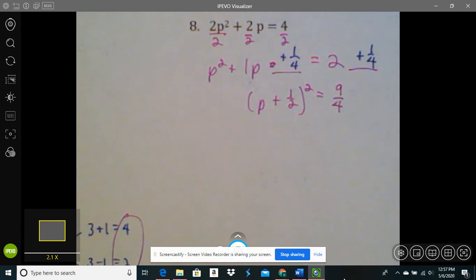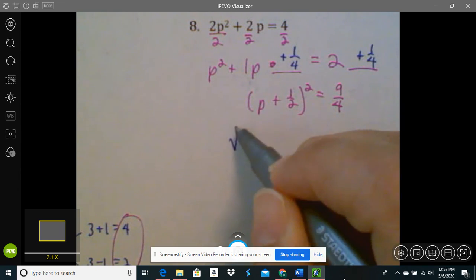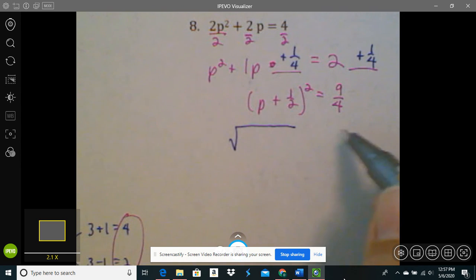That's okay, because you have a fraction and you can take the square root. And again, I'm going to write out this radical because I really want you to see it. Okay, and we know the positive and negative case.